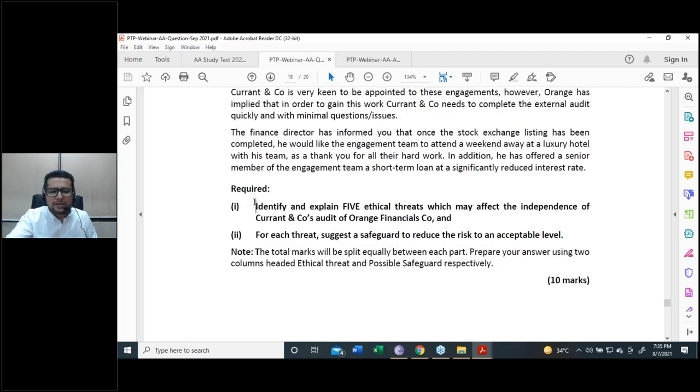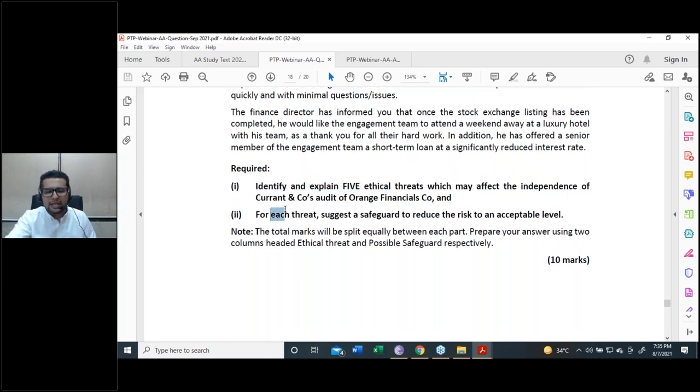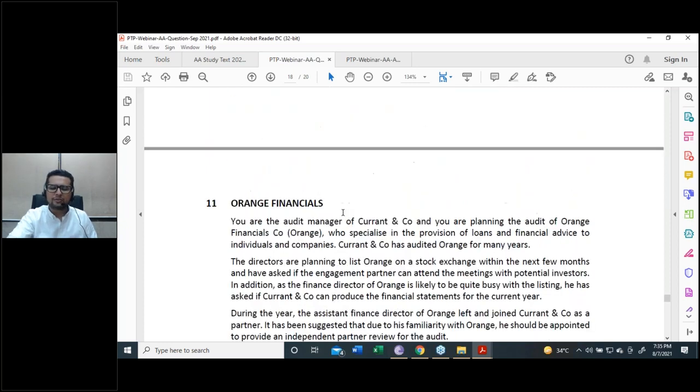Now the requirement will always be the same. Identify and explain 5 ethical threats which may affect the independence of the current audit of Orange Financials company. So there are two things. You need to identify the ethical threat, which you'll do from the question, and then explain it. And for each threat, suggest a safeguard to reduce the risk to an acceptable level. Okay, let's start reading the question.